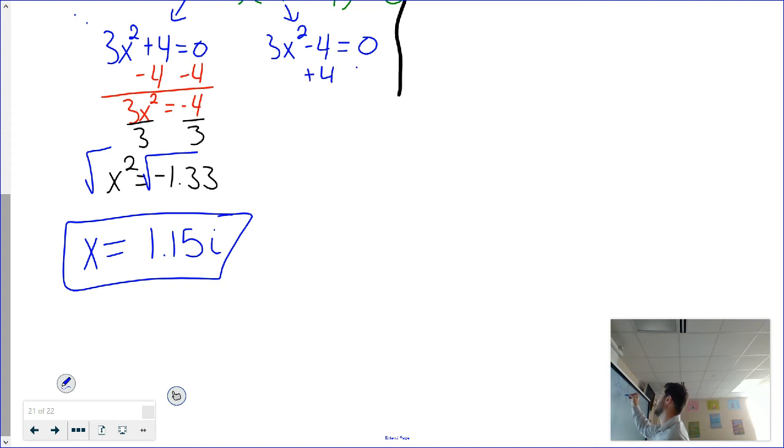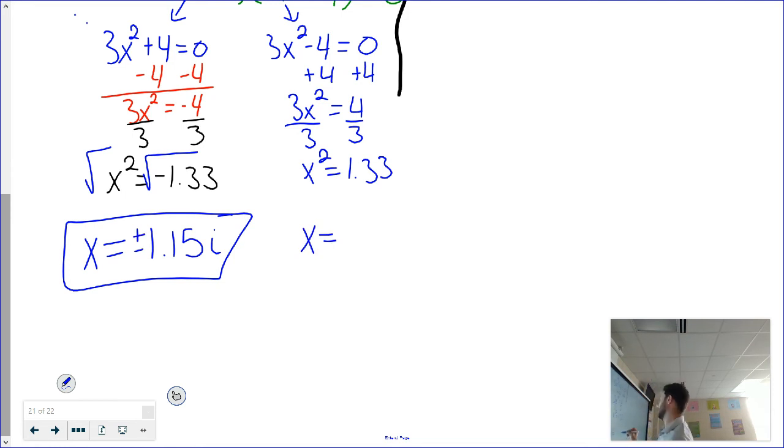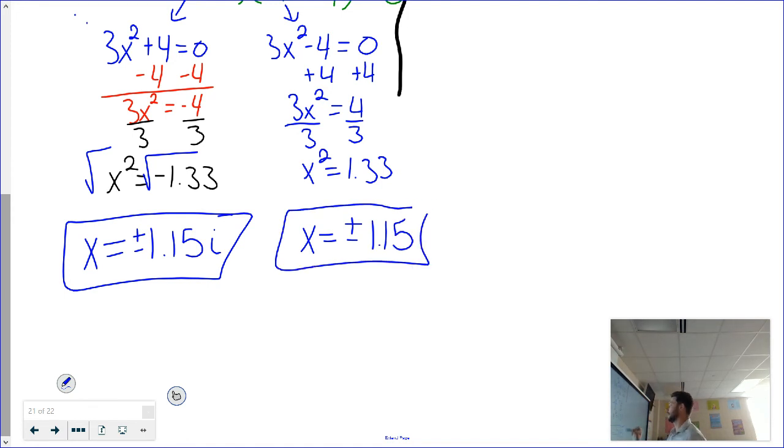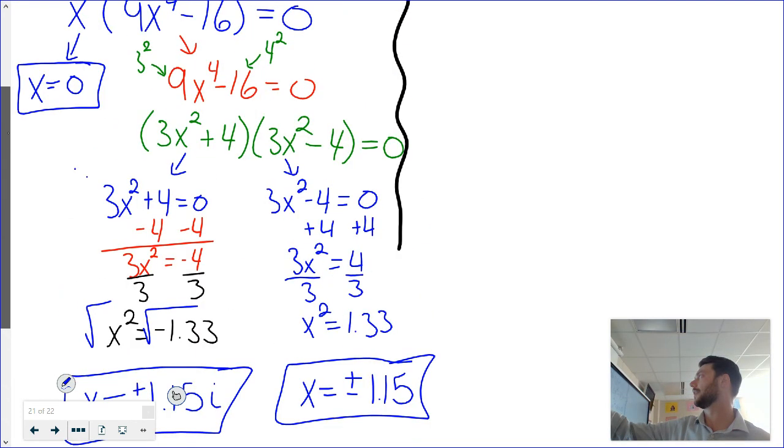So if I add this time, we get x squared equals positive 1.33. Oh, and I forgot a plus or minus here, and I need a plus or minus here as well. So don't forget those. They're easy to drop, and they are pretty important on our test. Remember, we're looking for all the solutions. So this is 1.15. We get one with an i and one without. Each of these is worth two answers, one plus, one minus, for four down there, and then this one here.